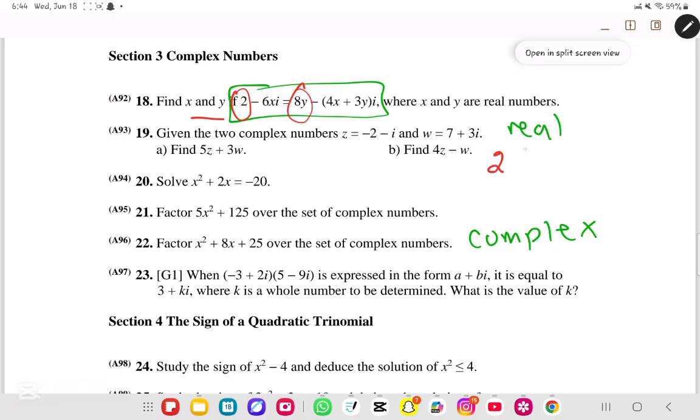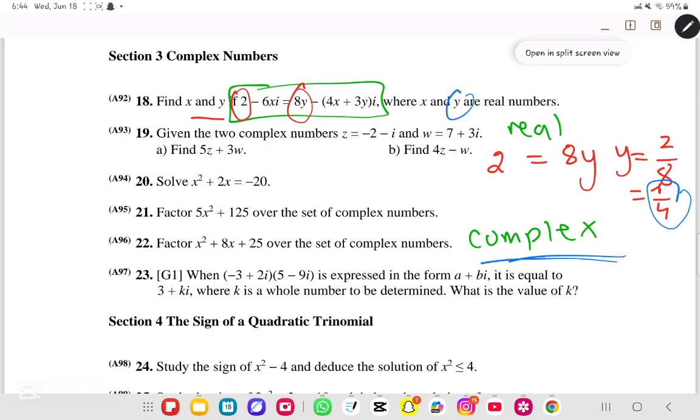2. Do not forget the equal sign, is equal to 8y. That means y is equal to 2 over 8, which is 1 over 4. So we just found the value of y, which is 1 over 4. Let us find the value of x by now completing the complex part.